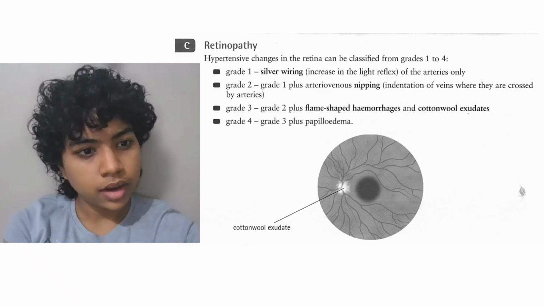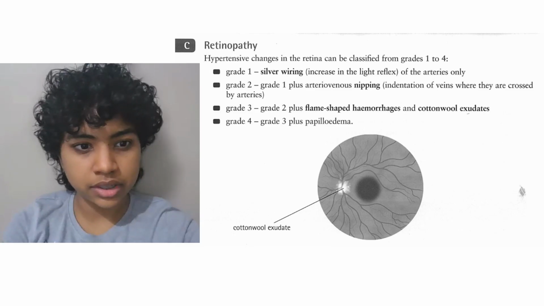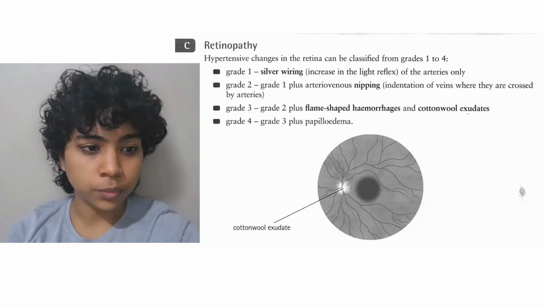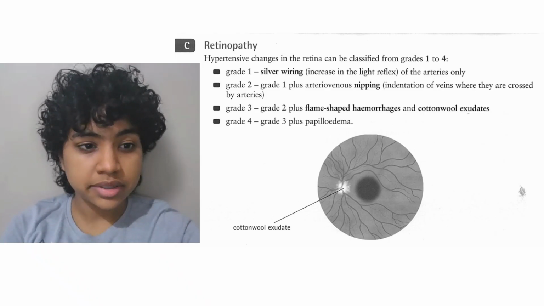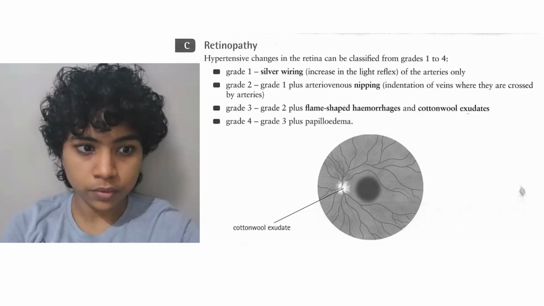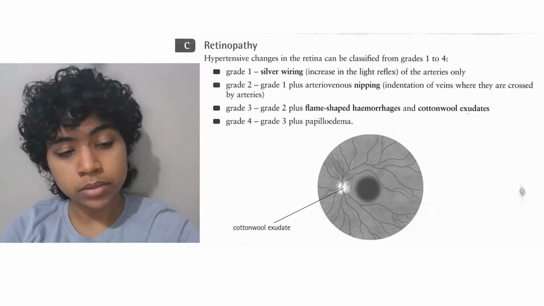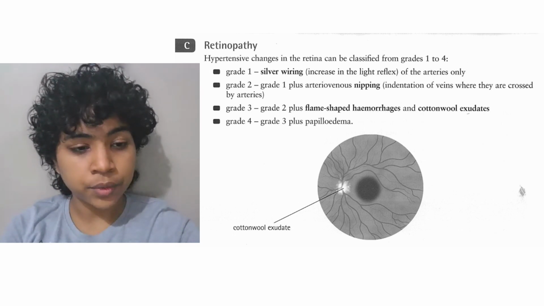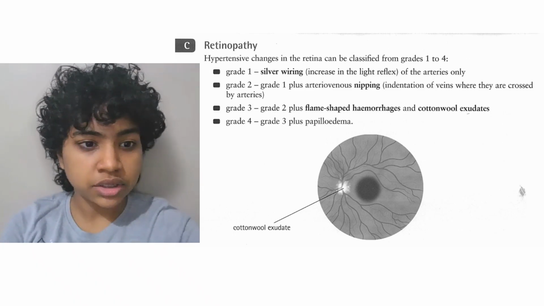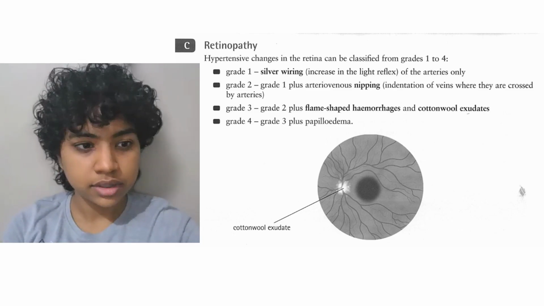Retinopathy. Hypertensive change in the retina can be classified from grades 1 to 4. Grade 1, silver wiring, increase in the light reflex of the arteries only. Grade 2, grade 1 plus arteriovenous nipping, indentation of veins where they are crossed by arteries.